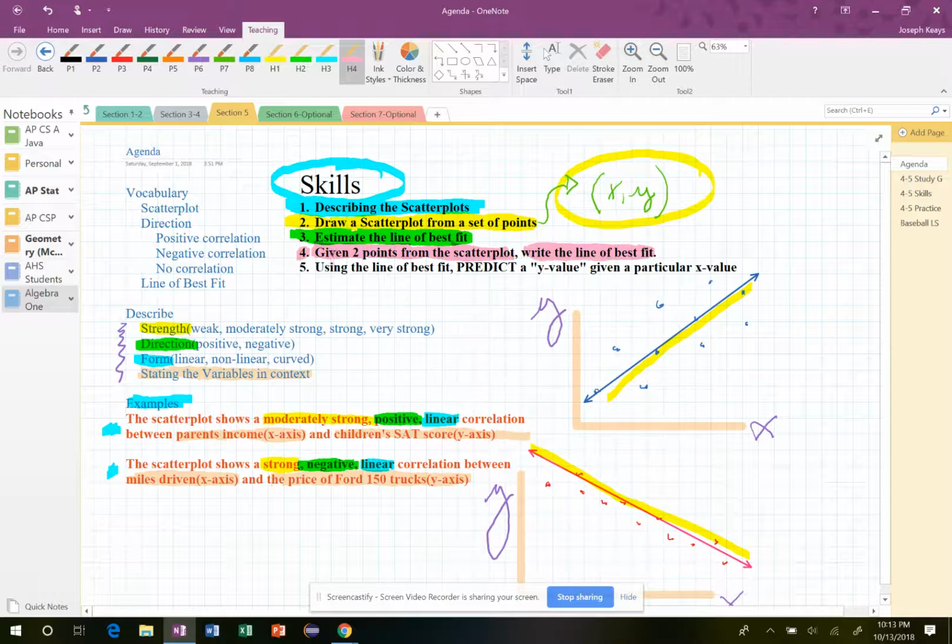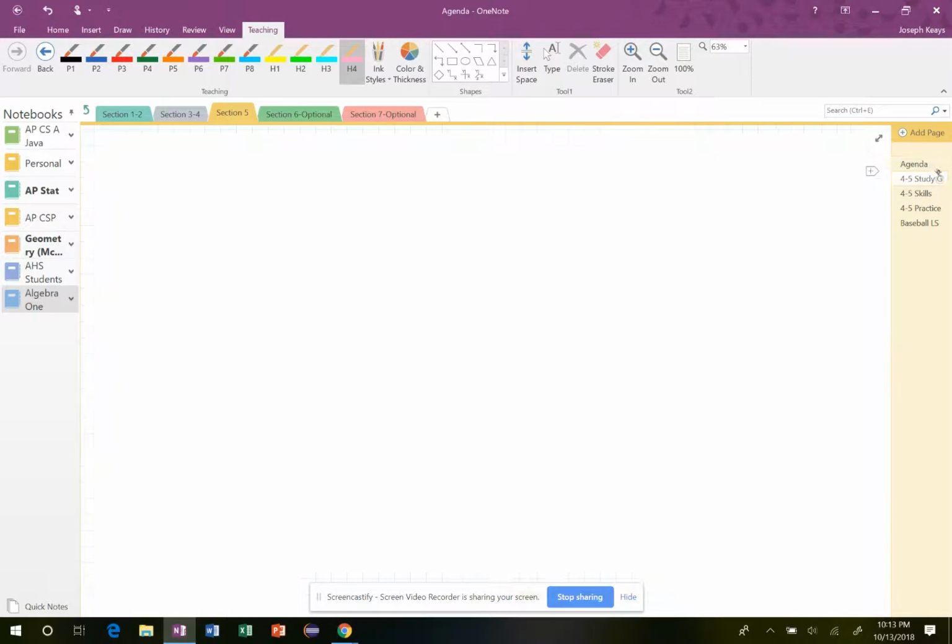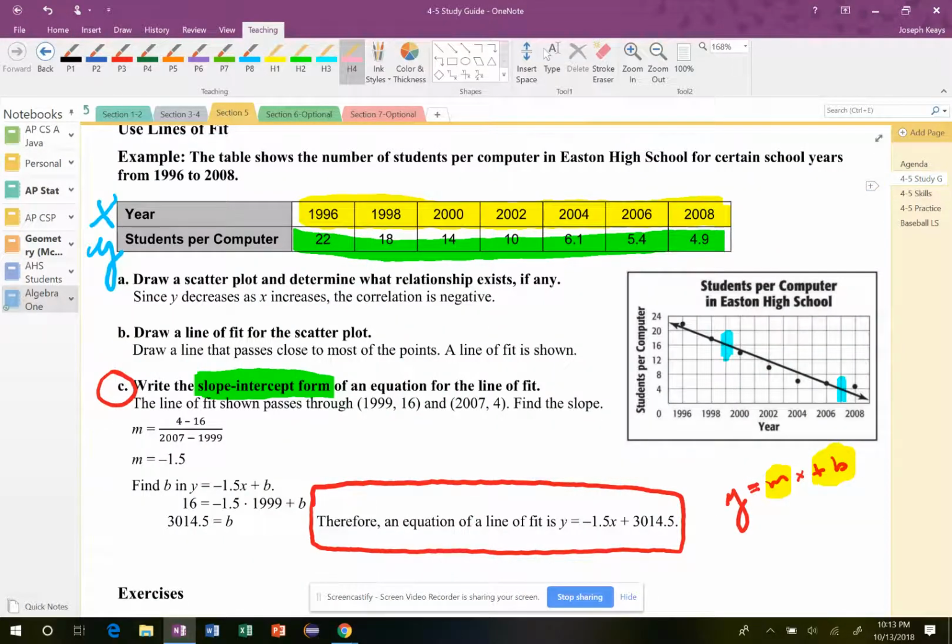So we're always going to be given 2 points that are on the line of best fit, and we're going to write the line of best fit. Okay, let's take a look at an example that's already done for us. So we saw this example from earlier, and in part C here, it's asking us, hey, write in slope-intercept form the equation of the line of best fit.